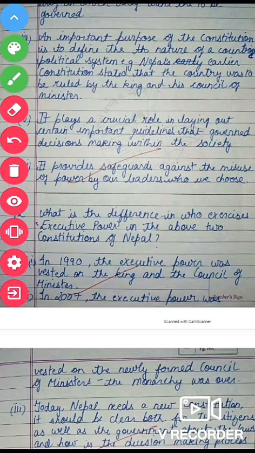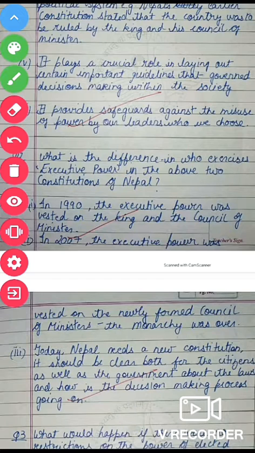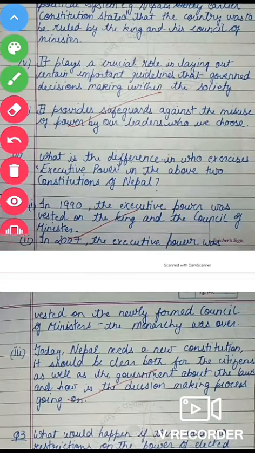And now you can give the example of Nepal. You must have read the Nepal case study. It's important, guys. You need to read it. And then you can mention it in this particular answer. Then the fifth point is, it plays a crucial role in laying out certain guidelines. And then the sixth is, it provides safeguards. You need to remember this, safeguard against the misuse of power by our own leaders. This is a very important point. Just pause it to read.